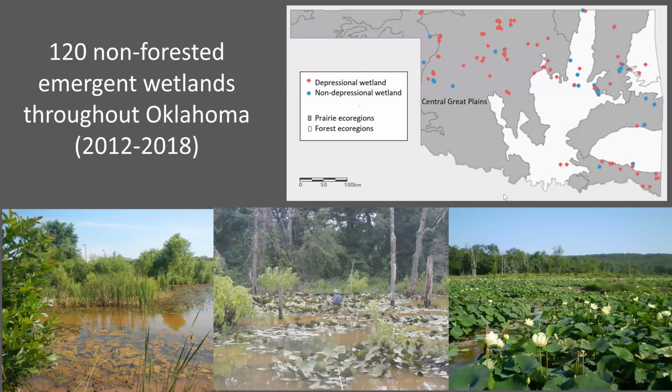So for our study, we looked at 120 non-forested wetlands scattered across 9 different ecoregions in Oklahoma. These were mostly emergent scrub shrub type of wetlands, mostly depressional wetlands, while some were seeps and fringes. And they varied from highly degraded wetlands like you see over here. This was right next to a Walmart, to nice protected wetlands. This was within a national wetland, an NWR, a national wildlife reserve.